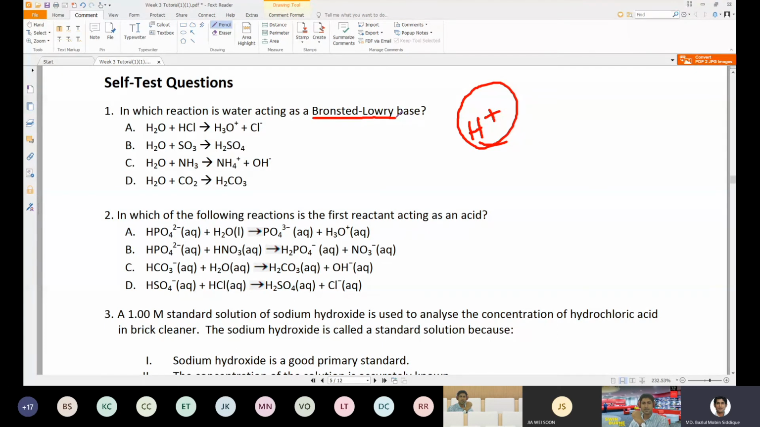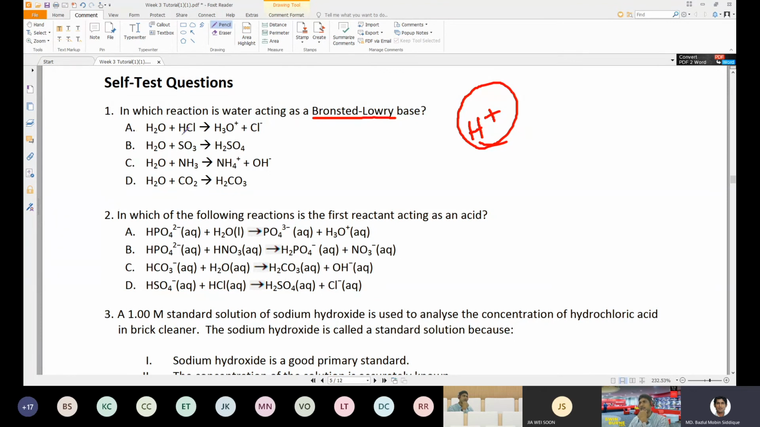There are other two definitions of acid and base. One is Arrhenius, one of the earlier ones, and there is a Lewis one also. But for us, Bronsted-Lowry will serve our purpose. So the question is asking, in which of the reactions is water acting as a Bronsted-Lowry base? So in which of these A, B, C, D is water taking one hydrogen, right?